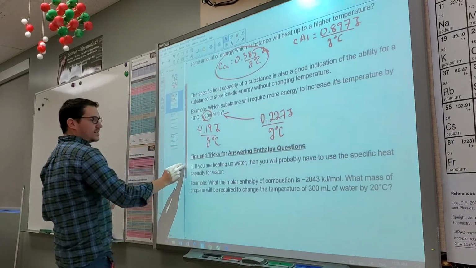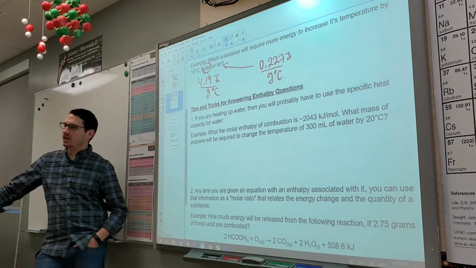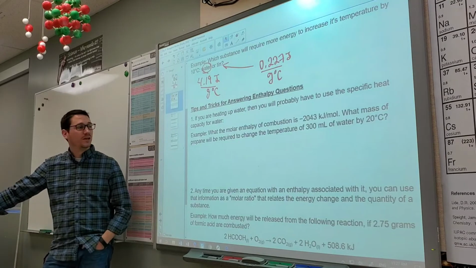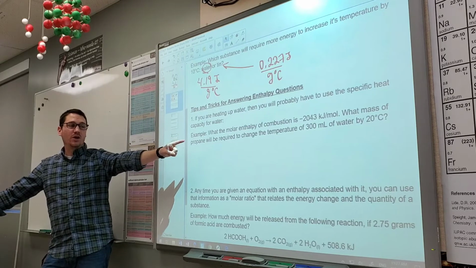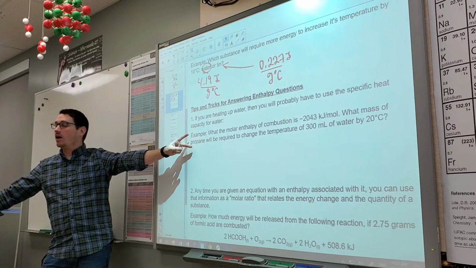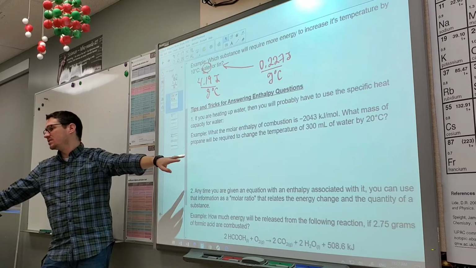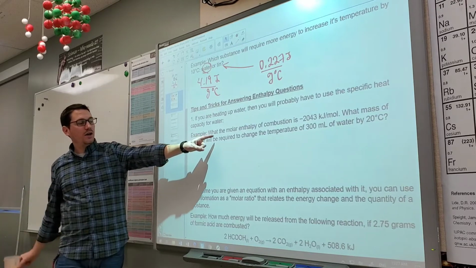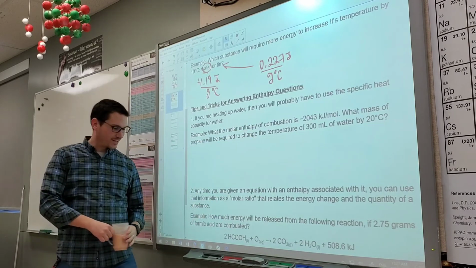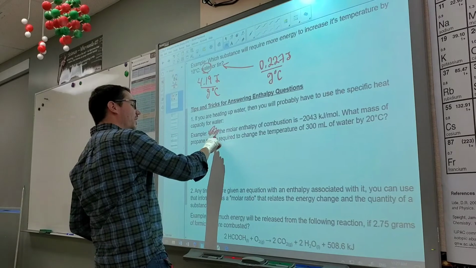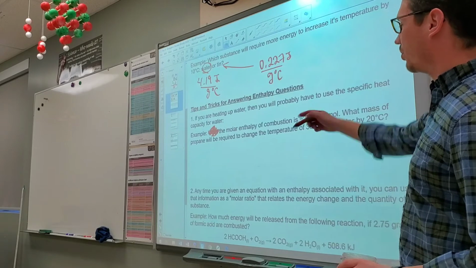Okay. Tips and tricks for answering enthalpy questions. There are 5 tips and tricks here, and we're going to be able to go through maybe 2 or 3 of them. If you're heating up water, then you probably have to use the specific heat capacity. So there's a question that's almost exactly the same as what we just did, but it's using a different substance. It says, what is the molar enthalpy of combustion? The molar enthalpy of combustion is for propane.